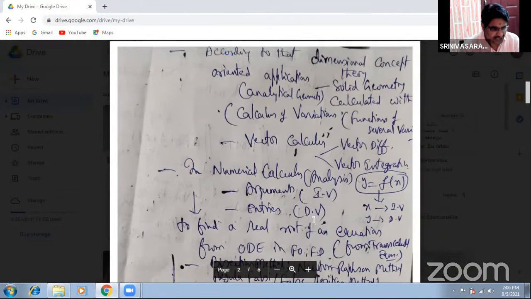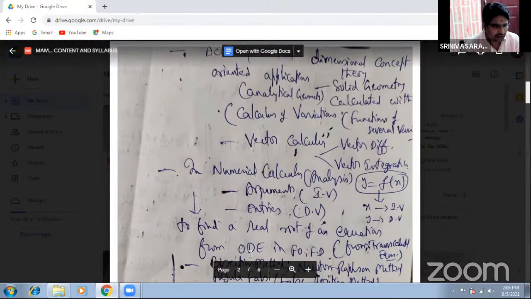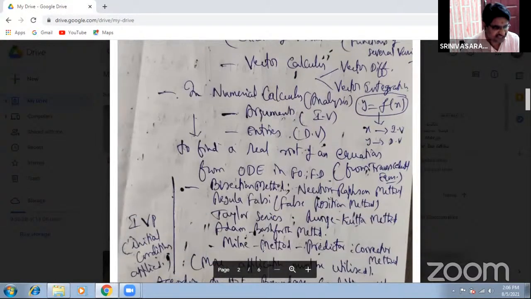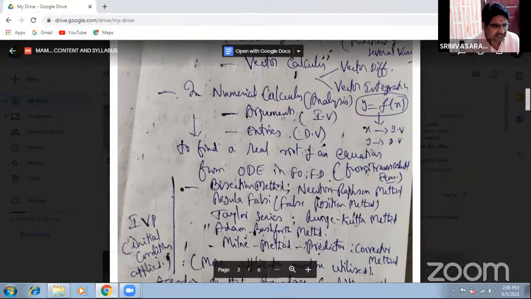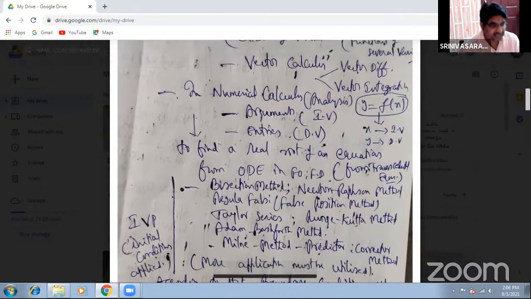Okay, that's enough. Now, according to these arguments, converting into the differential part is also elaborated to find a real root of an equation, from a transcendental equation as well. And according to this, from an ordinary differential equation of first order and first degree. Later we have to explain the bisection method, Newton-Raphson method, and Regula-Falsi method. All these methods must be defined, especially the ordinary differential concept.